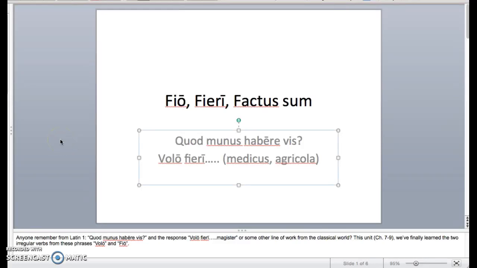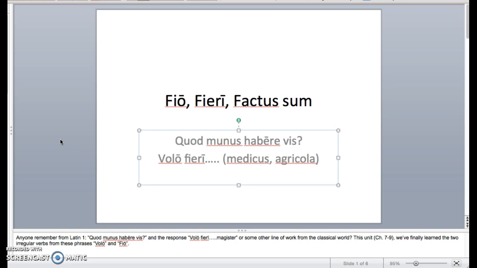All right, today we are going to learn about fio, fieri, factus sum. And those of us who were in Latin 1 last year have actually seen this before. You might remember "Quod munus habere vis?" and the response, "Volo fieri..." whether it's "volo fieri medicus," "volo fieri agricola," "volo fieri magister." This was the question, what job do you want to have? And I want to become a doctor, a farmer, a teacher.